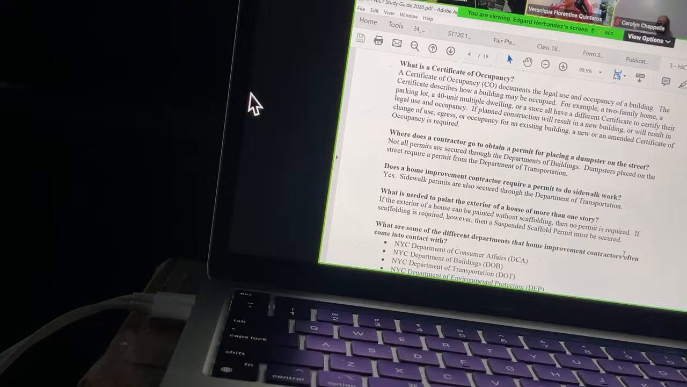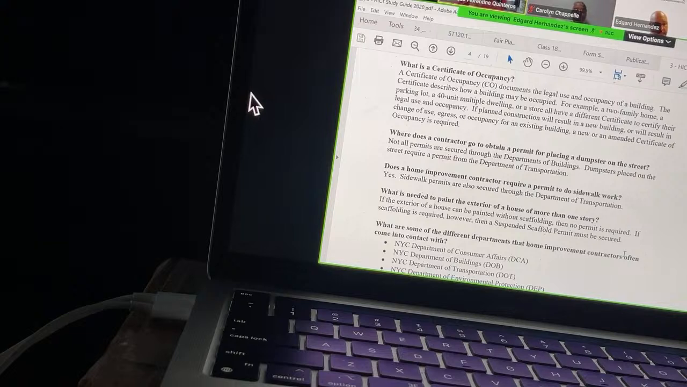Where does a contractor go to obtain a permit for placing a dumpster on the street? Not all permits are secured through the Department of Building. Dumpsters placed on the street require a permit from the Department of Transportation. Does a home improvement contractor require a permit to do sidewalk work? Yes. Sidewalk permits are also secured through the Department of Transportation.